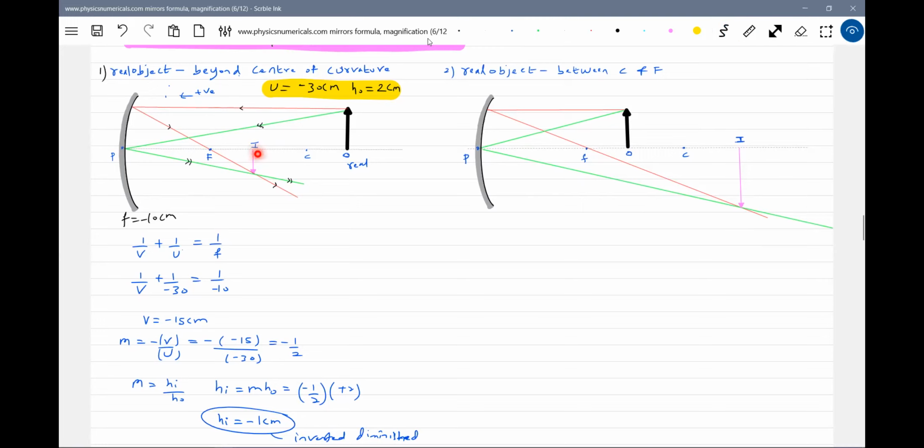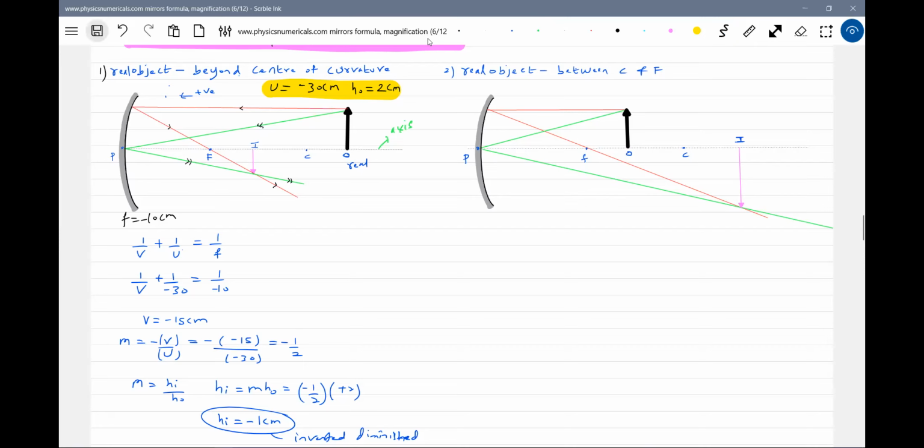Now we know the image should be between F and C, because the focal length is 10 centimeters. What is the radius of curvature? It will be 20 centimeters. The image I'm getting is at minus 15, so the image will be between F and C. Now let's come to the ray diagram. I'll send one ray parallel to the principal axis. Where is the principal axis? There's the principal axis.